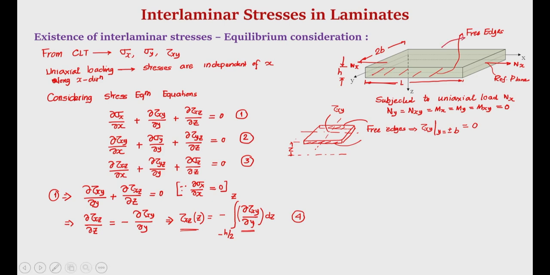These are the free edges. Therefore, whatever is the value of tau xy in a particular lamina, it must be 0 at those two edges.